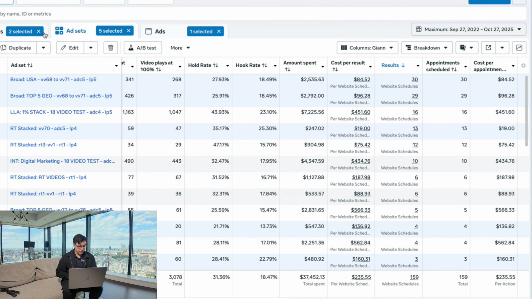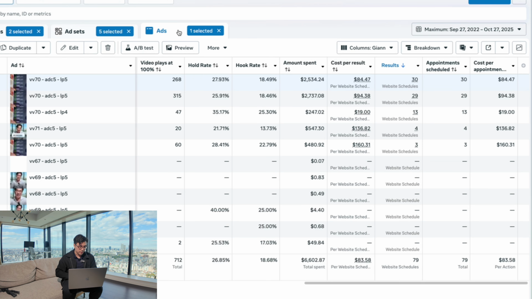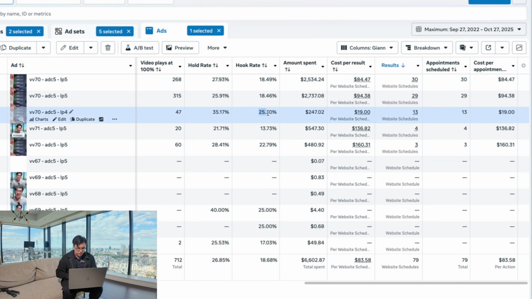So if we look at my account, the average is roughly an 18% hook rate and a 31% hold rate. Let's understand these ads and why they're doing well. Hold rates 27%, hook rates 18%, 25%, 35%. For this specific ad, 13 calls, $19 cost per book call. That's insane. I wish I could definitely maintain it.